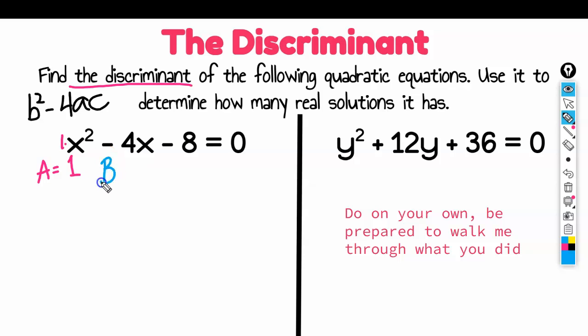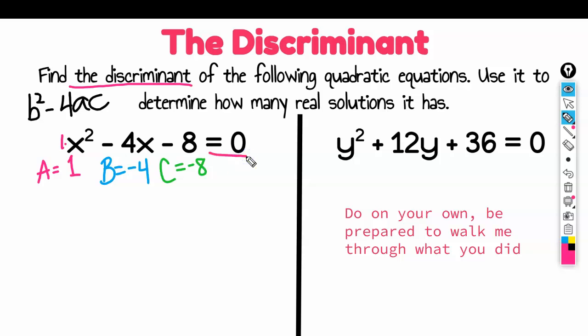B is negative 4. And then C is negative 8. So this is actually the same problem that we saw in the beginning. And of course, our equation is equal to 0. So this is a good thing. We are happy about this.